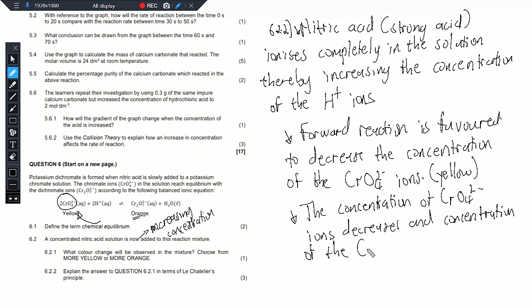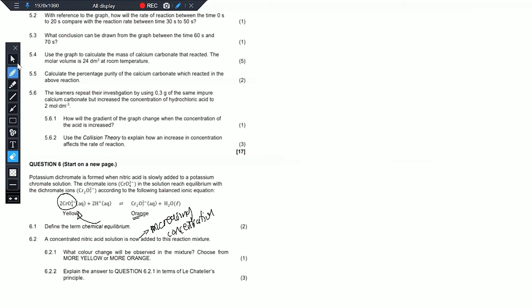And the concentration of the Cr2O7 minus increases. And obviously, this is what? Orange. So leading to our solution being more orange. So that was to conclude on that. And that's how you were supposed to put it there, so make sure that you follow that format. This was a bit of a mixture of your acids and bases, and also your Le Chatelier's principle. So we kind of know that chemical equilibrium questions can be a bit odd sometimes.